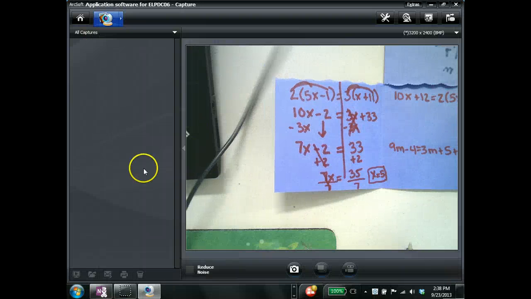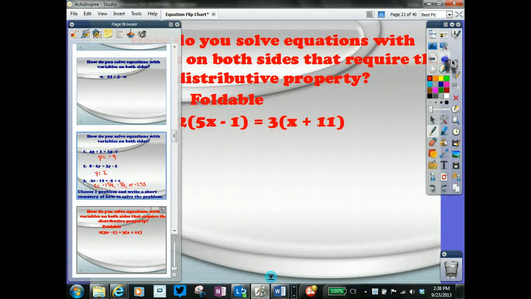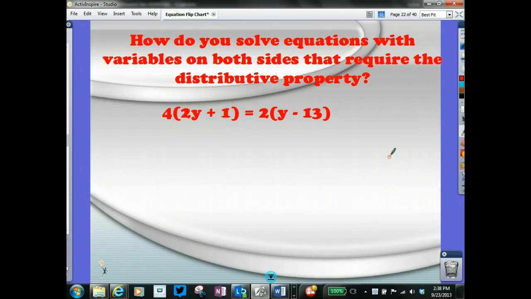Okay, all right, let's go back to the screencast here. And that's the one we just did. So let's look at this. What I want you to do is go ahead, practice this one, pause the video, work through it, and then we will work through it in just a minute.